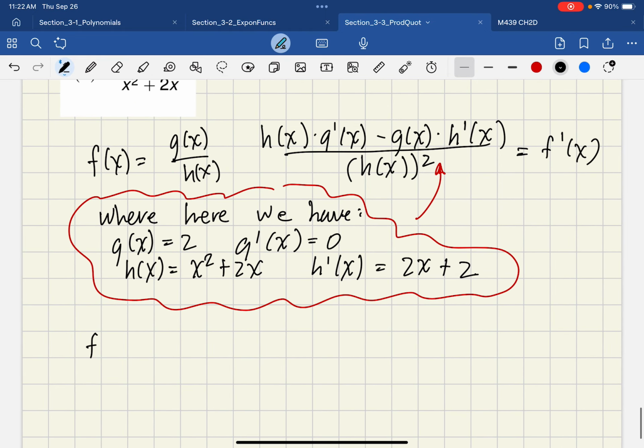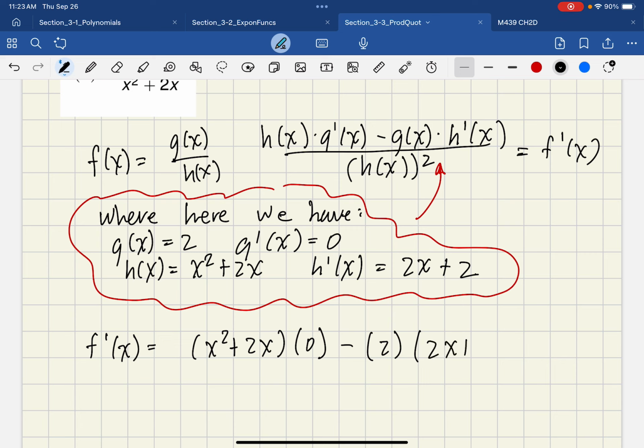So f prime of x is going to be equal to, first I have h of x on the bottom, so that's x squared plus 2x, times the derivative of the top, which is 0, minus the top, which is our g of x, or 2, times the derivative of the bottom, 2x plus 2, and that whole thing over the bottom expression, h of x squared, so it would be x squared plus 2x quantity squared.